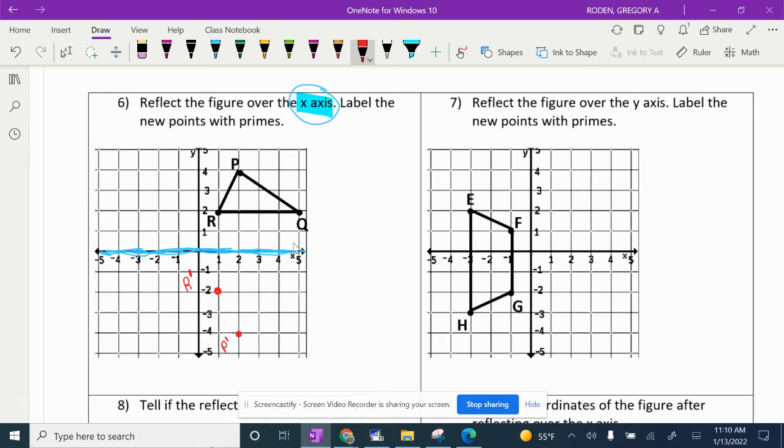And Q is 2 units up from the flip line here. So Q prime is going to be 2 units down from the flip line here. So Q prime is going to be 2 units down. Are there any questions on that? Now you're going to use your straight edge.